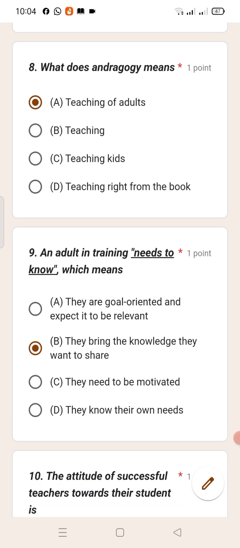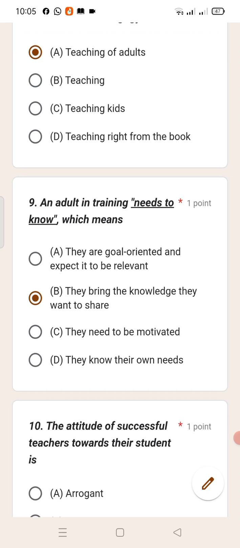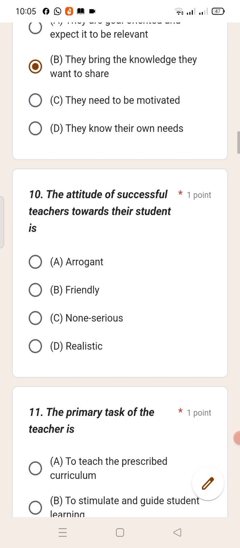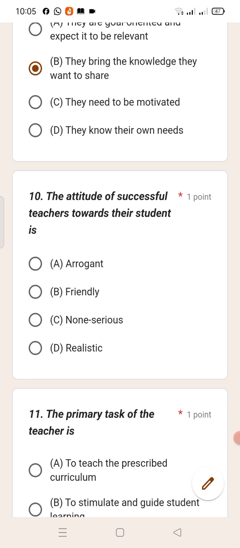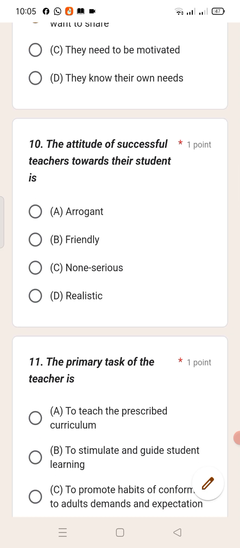So an adult in training needs to know, which means इसमें 4 options हैं. They are goal oriented and expect it to be relevant. They bring the knowledge they want to share. I think यही correct option है, ठीक है. The attitude of successful teacher towards their student is arrogant, friendly, non-serious, realistic. इसमें ज़्यादातर option जो हमारा जहन मानता है वो friendly है, लेकिन I think realistic is the correct option.